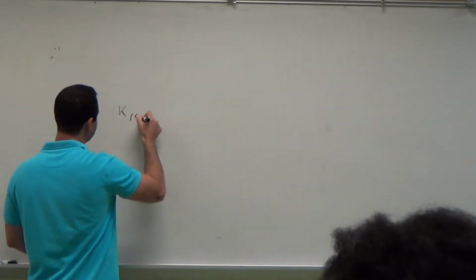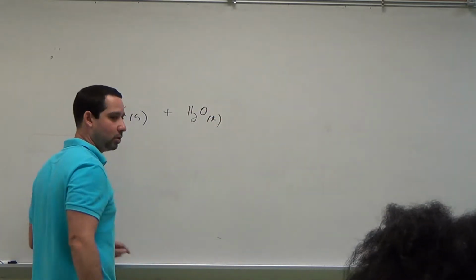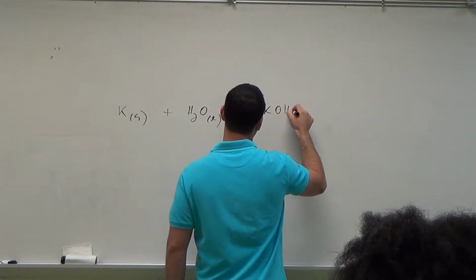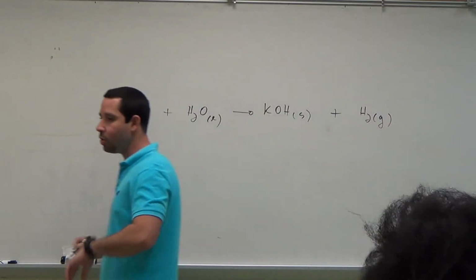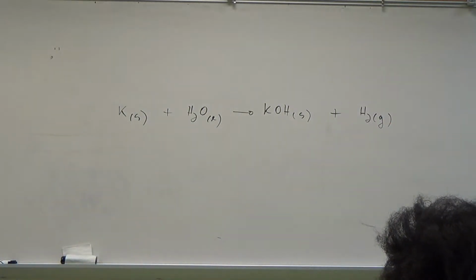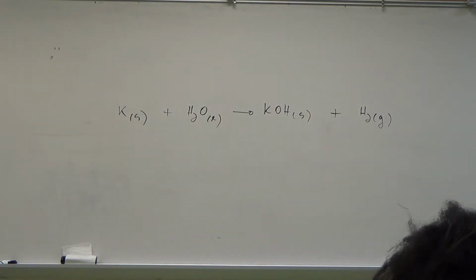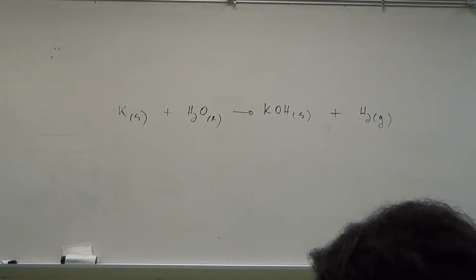So for example, potassium will react with water. Most of the time explosively. Cool. To form potassium hydroxide and hydrogen gas. That is how most of those metals react. So the pure metal will react with water to form hydrogen gas and the hydroxide. Okay? That's for the alkali metals.